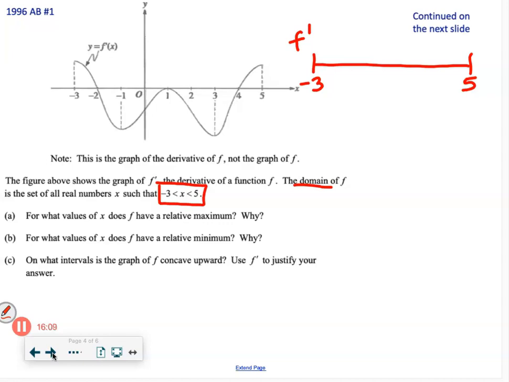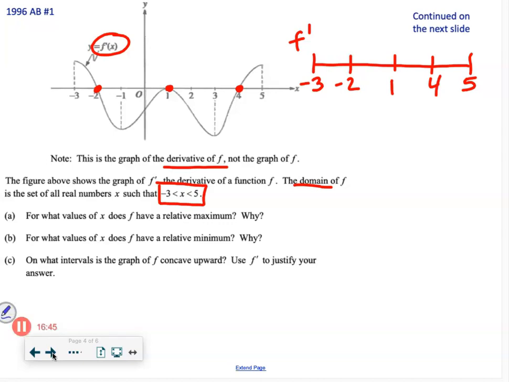The critical numbers that go on our f prime sign line are the x values where f prime is 0 or undefined. This is f prime. This is the derivative of f. F prime is 0 here, here, and here. It's never undefined. So our critical numbers are -2, 1, and 4.